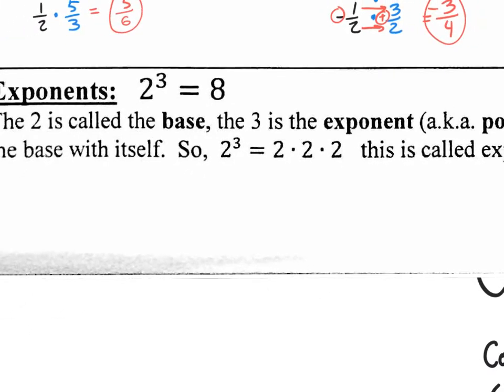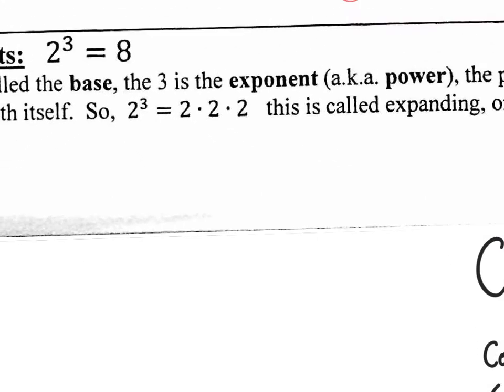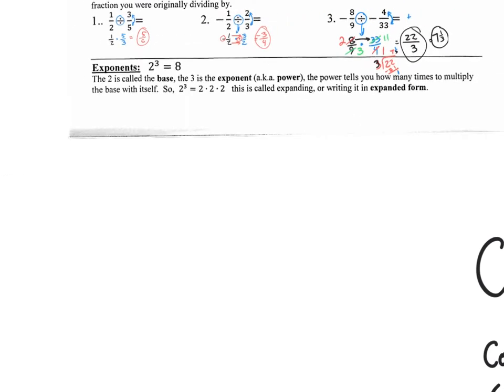As a matter of fact, when you take 2 to the 3rd and write it out, 2 times 2 times 2, that's what we call expanding. Yeah, 2 times 2 is 4, and 4 times 2 is 8. So that's why we get the answer 8.